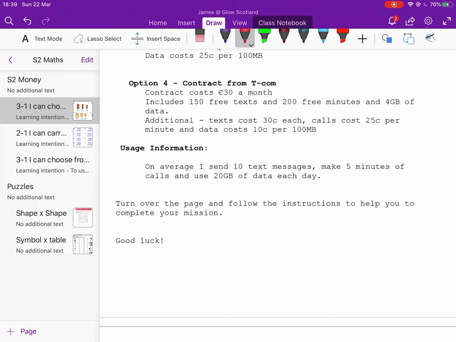I've put a wee bit of usage information in there for me. I send 10 text messages daily. I make roughly 5 minutes of calls every day. I'm using 20 megabytes of data every day. I'm not using 20 gigabytes, that's going to be a huge limit. So 20 megabytes of data every day.